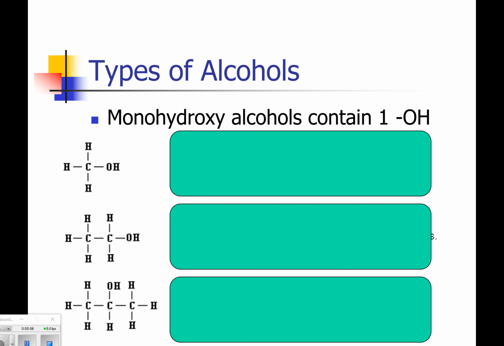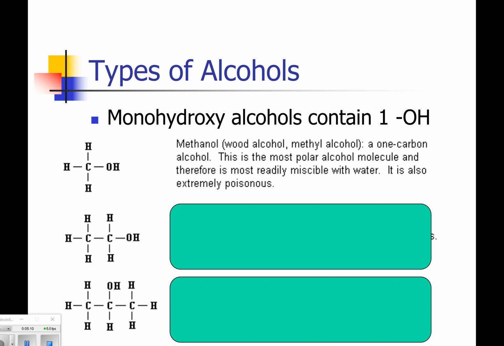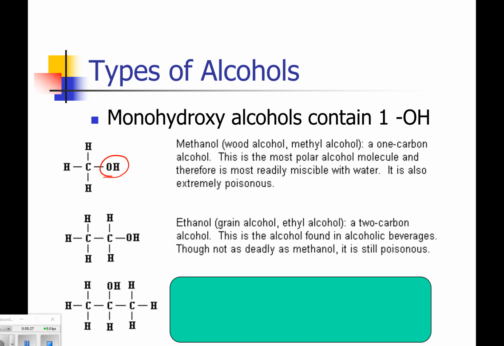Now, there's a few different types of alcohols. Monohydroxy alcohols are going to contain one OH group, seen here on methanol, which is also known as methyl alcohol. It's a one carbon alcohol. It's a very polar alcohol and is therefore the most miscible with water. It's also very poisonous, as are any of these alcohols.